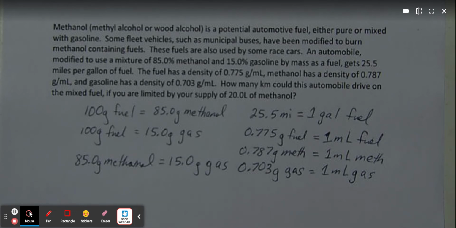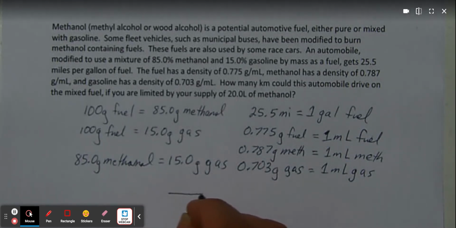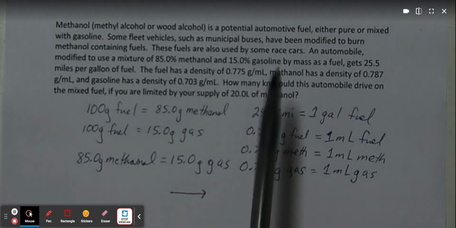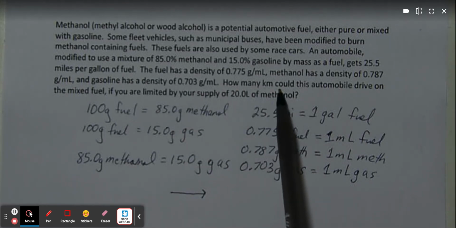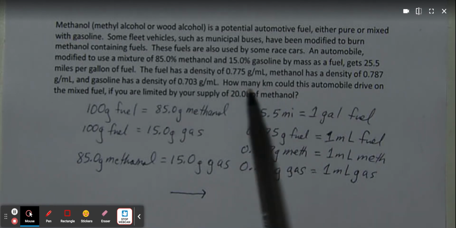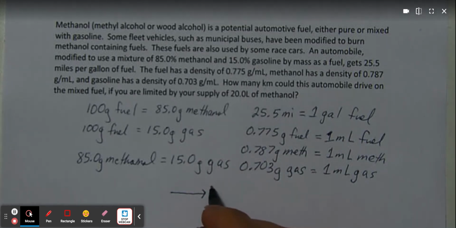Now we need to figure out where we're going to end and where we're going to begin. So I'm going to draw my arrow. Remember, the question is where you want to go. The beginning and ending of your problem is most of the time in the question. The beginning of the question is the end of your problem. If you look here, how many kilometers could this automobile drive? That's your goal: how many kilometers are we going to be able to drive?